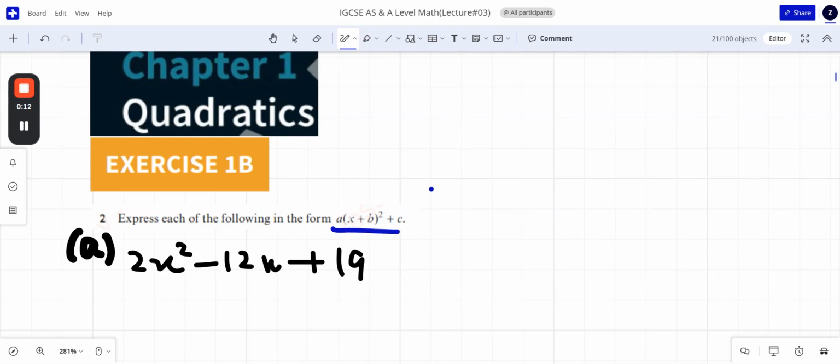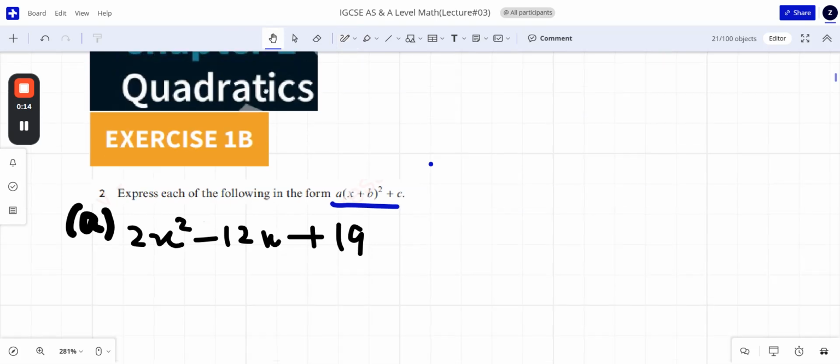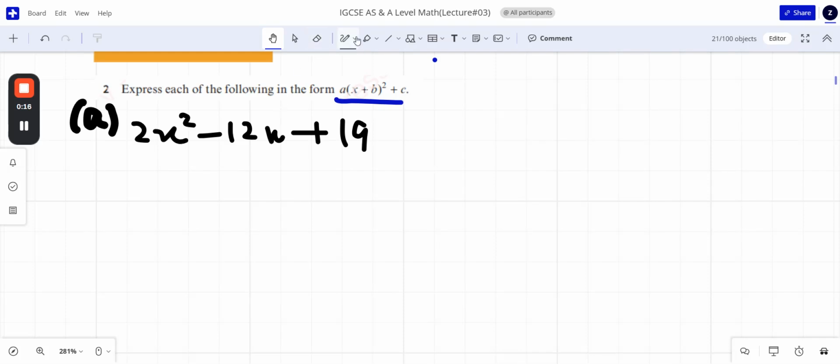Dear students, question number 2 is: express each of the following in the form of a into (x plus b) whole square plus c. Part A is 2x square minus 12x plus 19. This is a quadratic expression. As you can see, a is outside the bracket, which means we need to factor out the coefficient of x square.